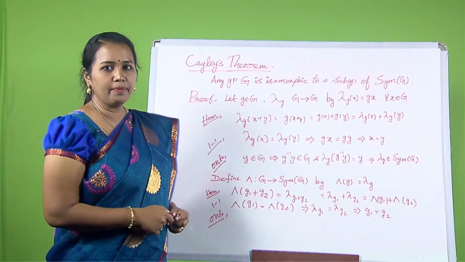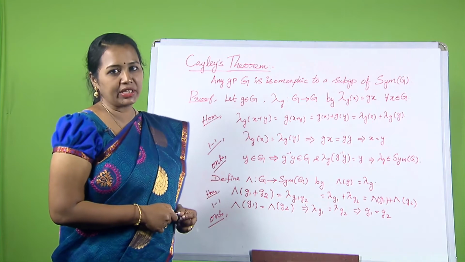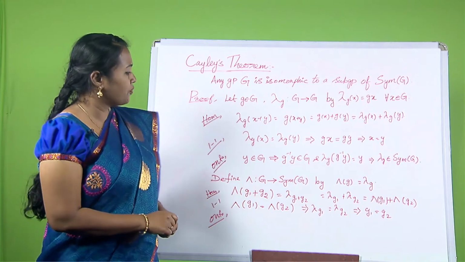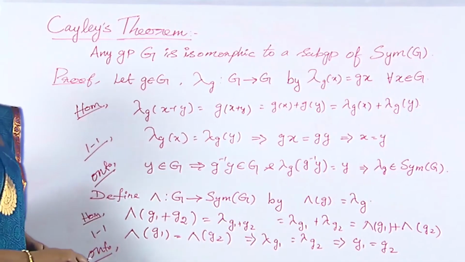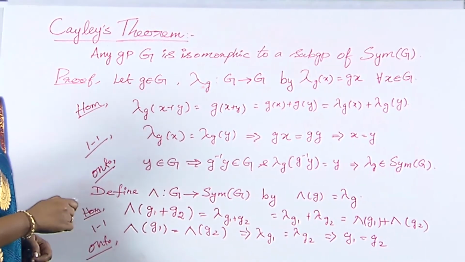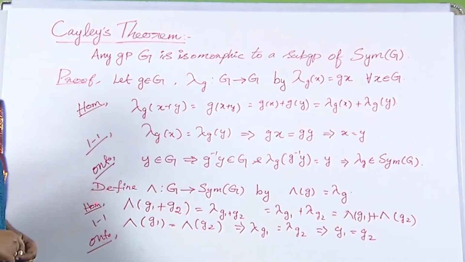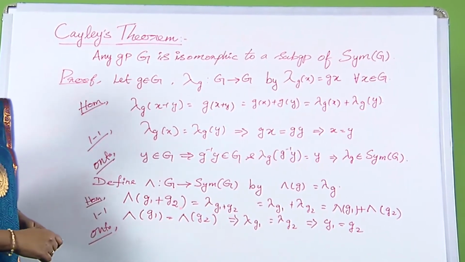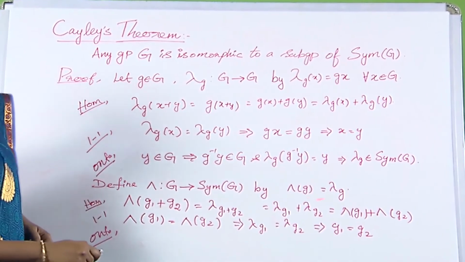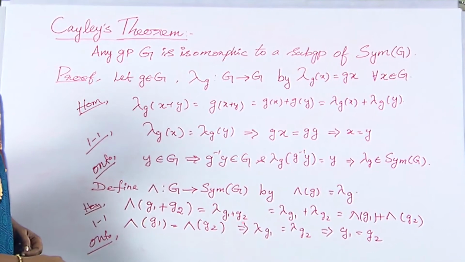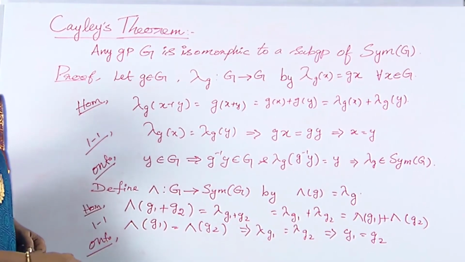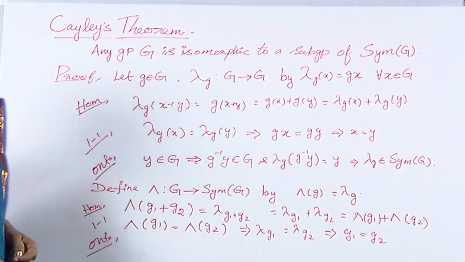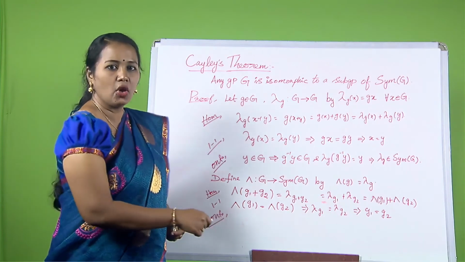Let's go one step further and we define a new map called gamma. Gamma is a map from G to the symmetric group of G. We define gamma from G to Sym(G) by gamma(g) equal to lambda_g, being this mapping that we have originally defined. So, the homomorphism property is pretty straightforward. gamma(g1 + g2) is equal to lambda_(g1 + g2), where g1 + g2 is in the suffix, that is equal to lambda_g1 + lambda_g2. This is nothing but gamma(g1) + gamma(g2). Therefore, the homomorphism property is holding here.